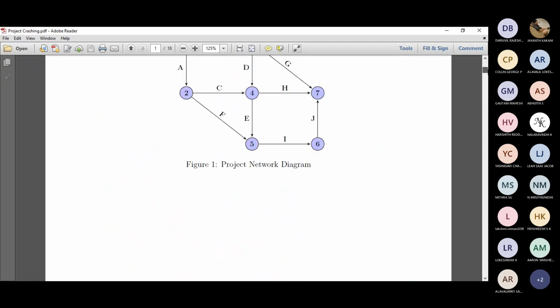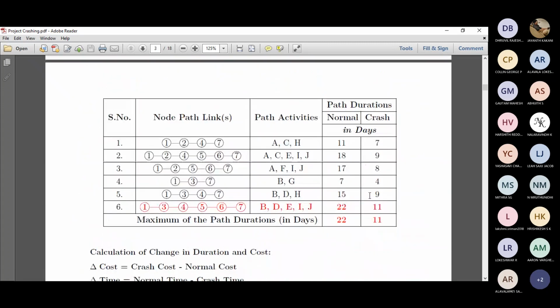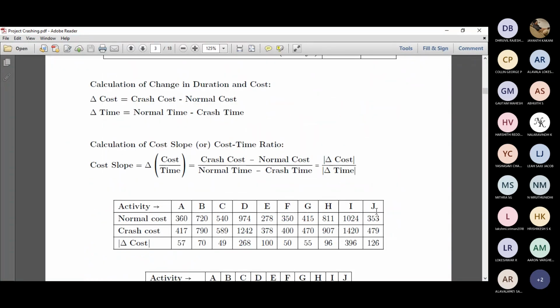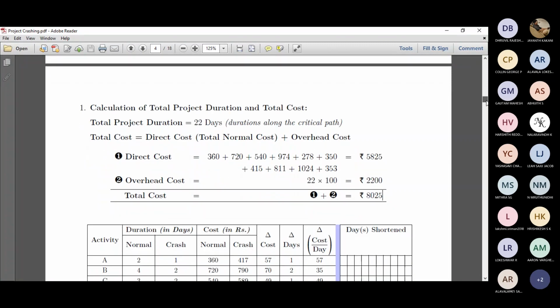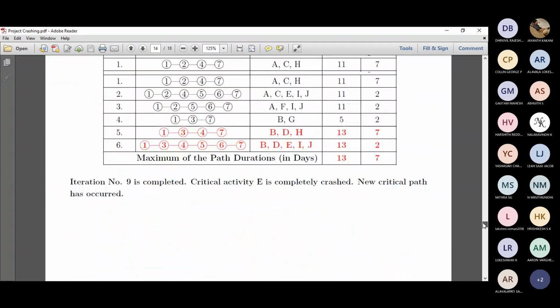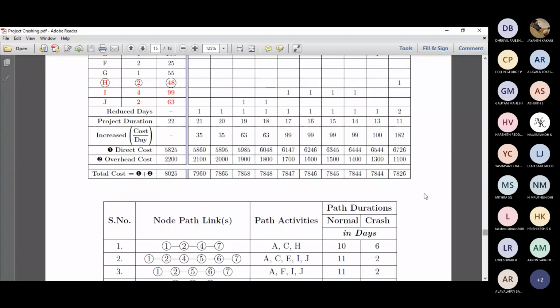So we'll go back to the question itself. So the critical path duration is 22. We have reduced it to 11, possibly 11. We have completely crashed, and in that process, we have found out the time, right? Say this is the original cost, which is 8,025. We have even reduced it further to 11 days, but the cost is only 7,826. So with this least cost, you can complete this project in 11 days.